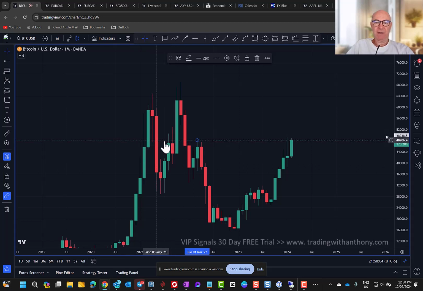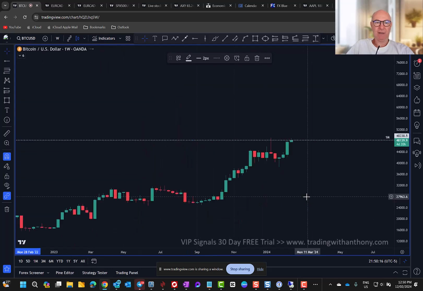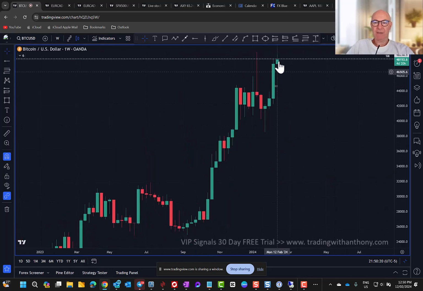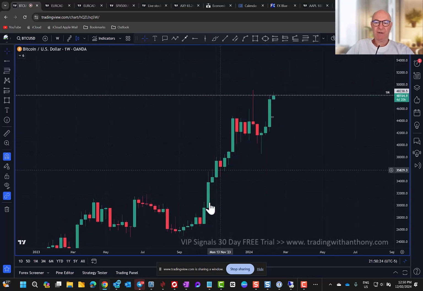This is a big level, right? We're trading right into it, and given that this is fairly overextended, let's have a look at it on the weekly. So that's the monthly, and this is the weekly time frame. See how it's overextended here on the weekly? It has been for some time. I'm thinking that we could see a bit of a pullback.